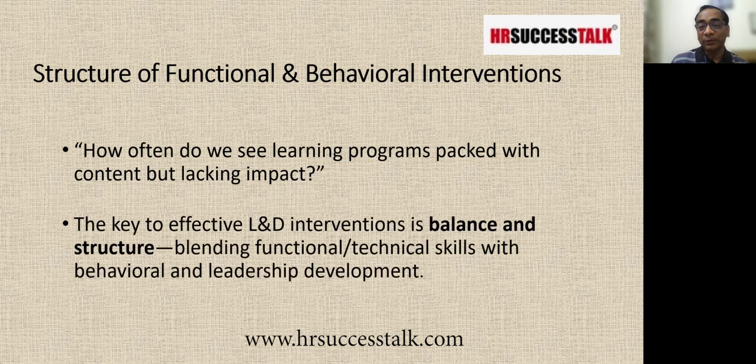And why it happens is that most of the time, effective L&D interventions are not done with the right balance and structure, blending the functional or technical skills with behavior and leadership development. Please understand this, because this is the whole gist of the discussion today. Most of the time, management or your L&D function focuses on the technical or functional skills on which the organization is working, on its business model, and what day-to-day functionalities are required for the right performance of the individual.